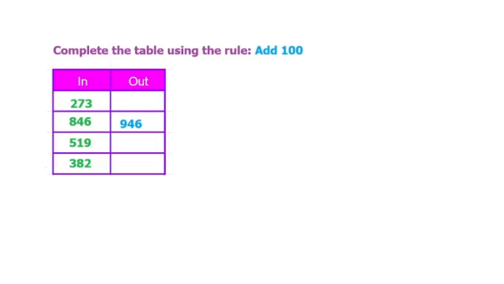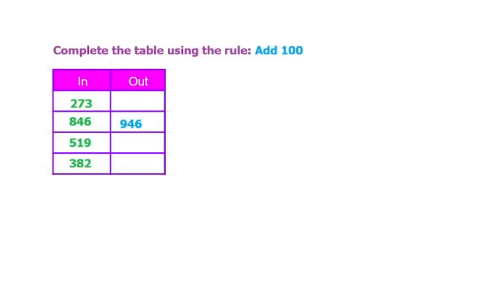In this video, we're going to try to complete a table, and it has some numbers going in and some numbers going out. So based on the rule that's given, you need to figure out the numbers in the out table. So for example, in this problem, it says complete the table using the rule add 100. So here are all the values for the in part of the table, and then if you add 100 to these, that's what you get out.